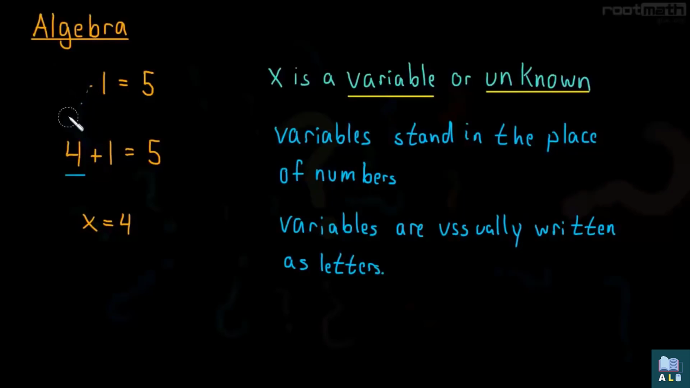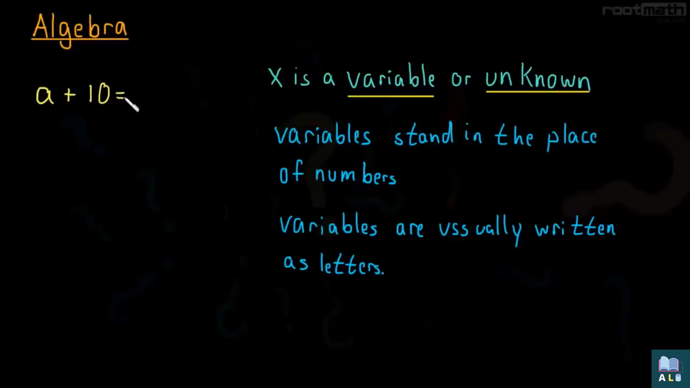And in fact, let's see another example of an equation with a variable. So how about a plus 10 equals 12? So what has to go in for a? What does a stand in the place of? Well, it's not too hard to see that if we put a 2 where a is, then we get a true equation. So a is equal to 2. A is standing in the place of the number 2.